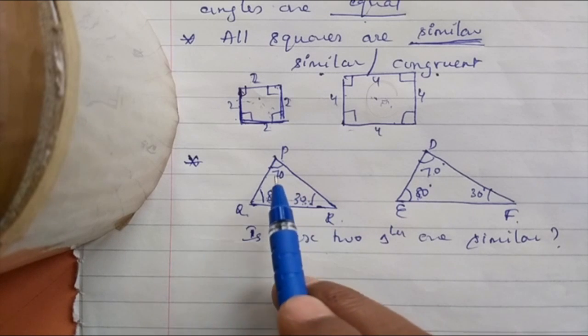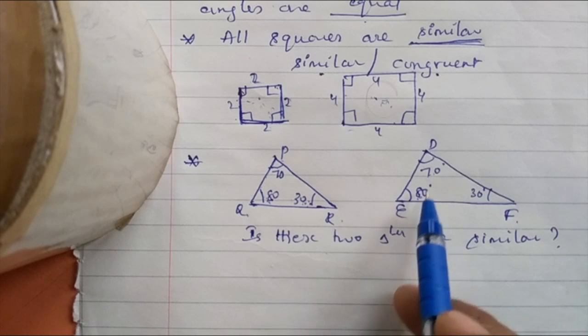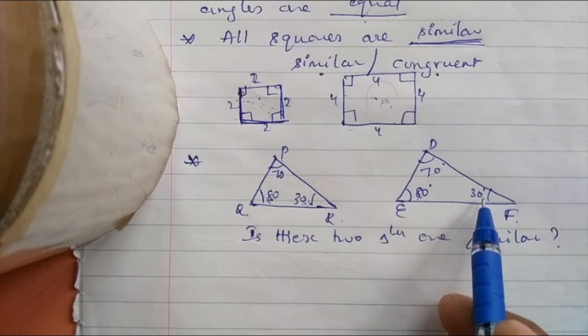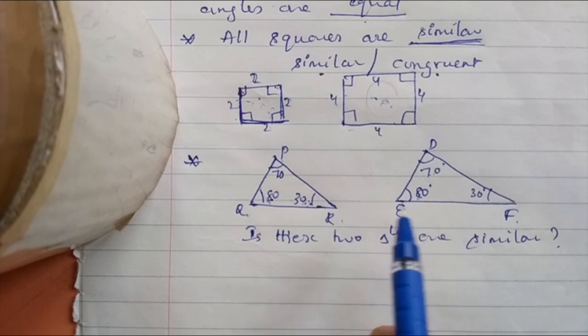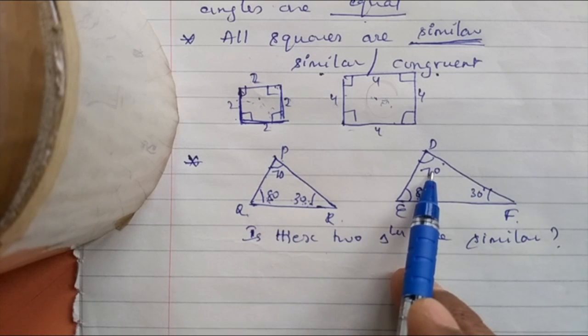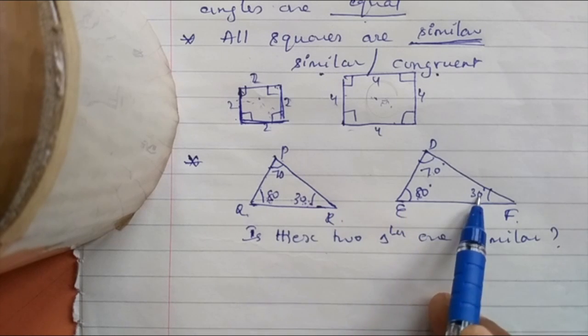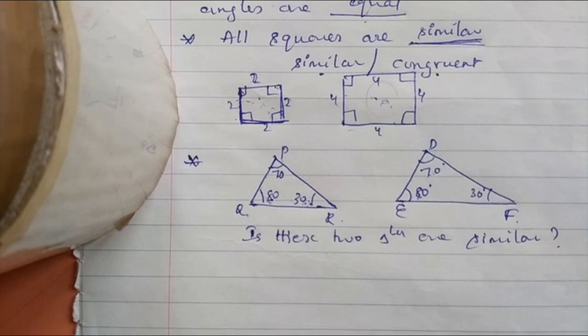Now fill in. Any two angles are given, try to fill in the third angle. Here also two angles are given, try to find the third angle. After finding the third angle, now confirm whether the triangles are similar or not. Look at one angle 70, yes here 70. Here 80, yes here 80. 30 degrees, 30 degrees. Look, all the three angles are equal now. Before, we thought these two are not similar. Actually now it is yes, the triangles are similar.